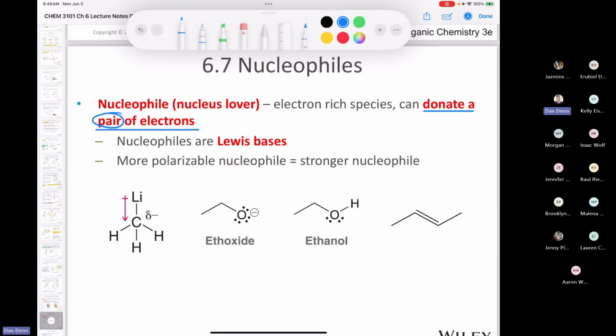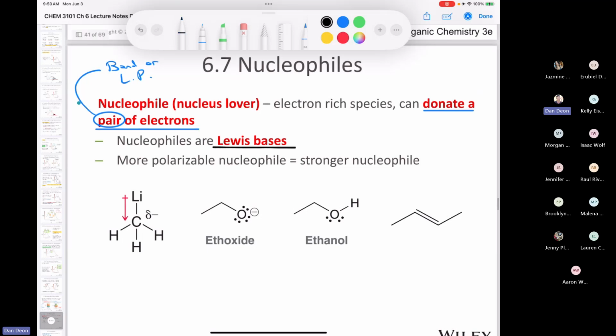Well, where do you get a pair of electrons from? It could be from a bond or a lone pair, right? Those both possess pairs of electrons. So if we take a look at nucleophiles and we think about them in terms of Lewis acids and bases, you should remember that a Lewis acid is an electron acceptor and a Lewis base is an electron donor. So that means that a nucleophile is also a Lewis base.